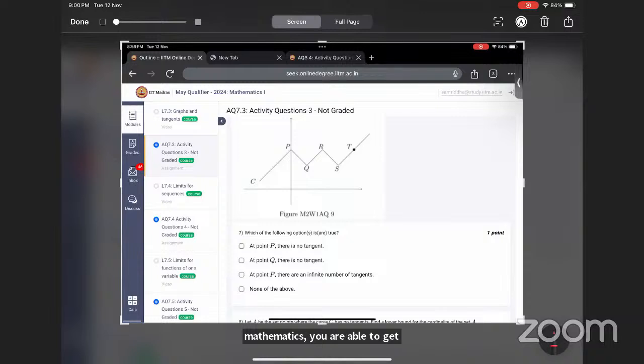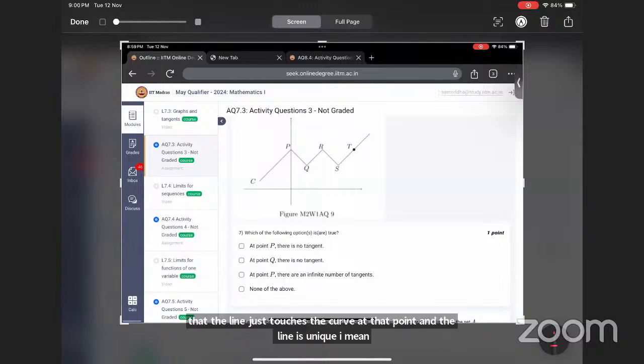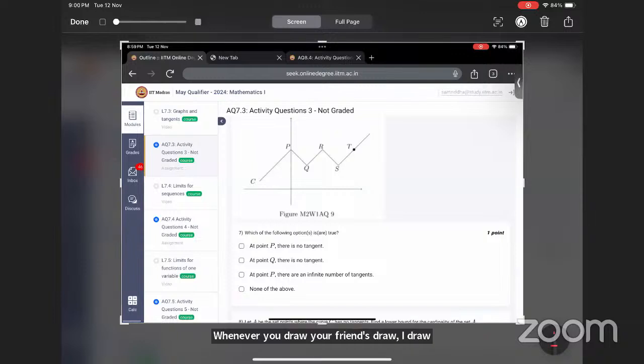What does it mean? It's just that at that point, can you draw a single line such that the line just touches the curve at that point, and the line is unique? Whenever you draw, or your friends draw, I can also draw the line, but the line is the same for everyone. Such a line is called a tangent.